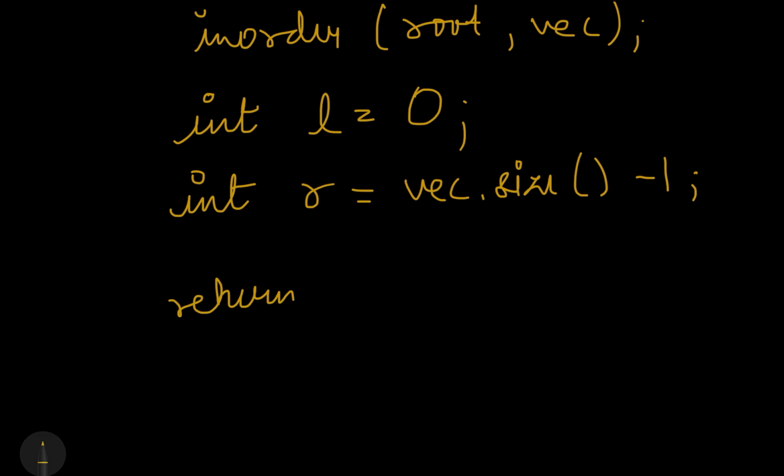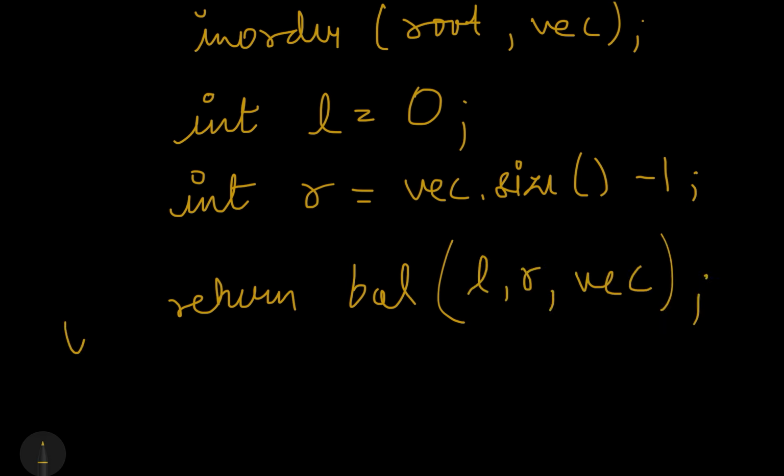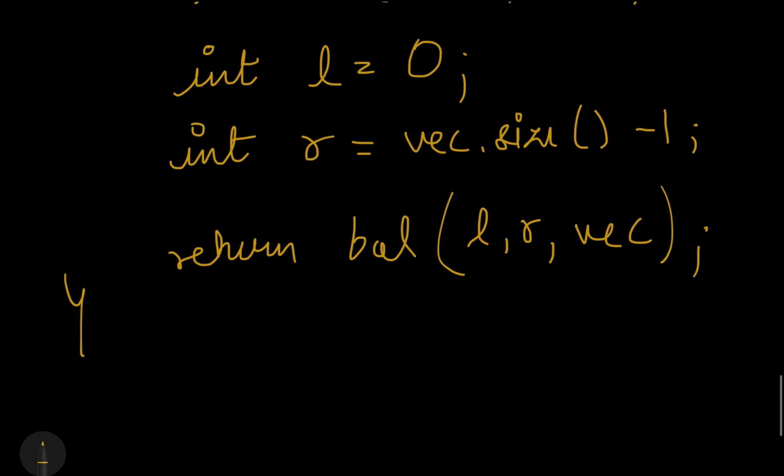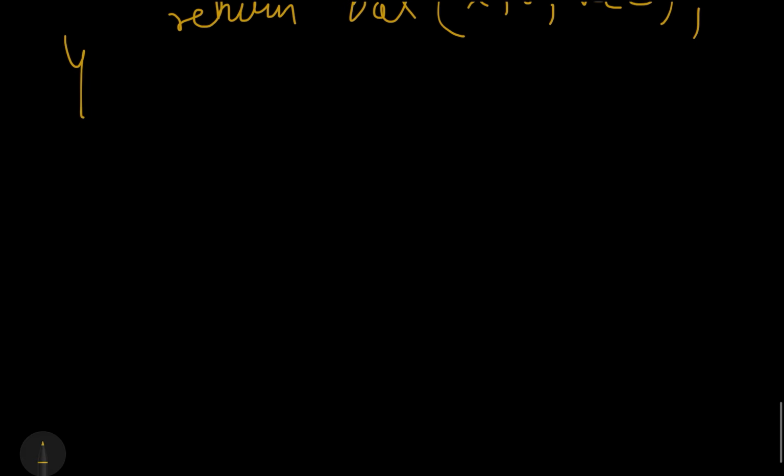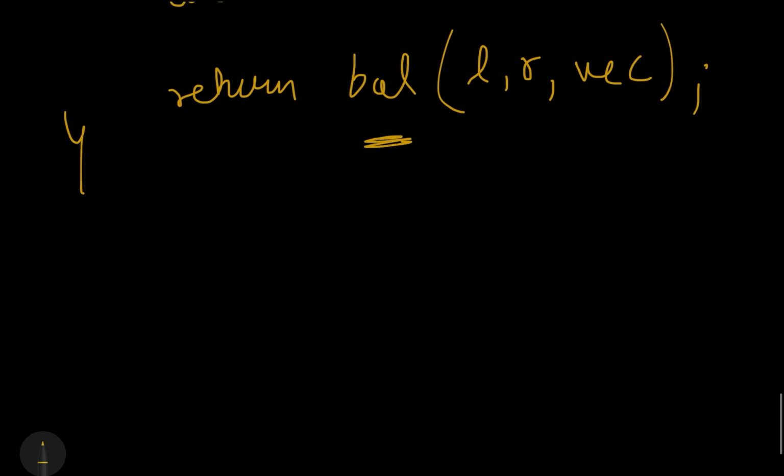Okay. And simply what will we return? We'll return the balance function, which will return our balanced tree. So we'll call it and we'll return it. That was our final answer. We'll get our finally balanced BST from here. That was a simple question.